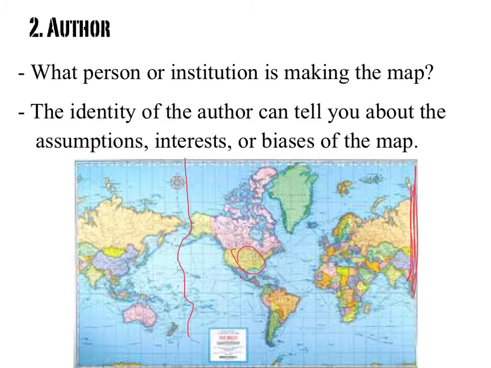We'll be looking at a lot of different angles on the maps as we go through this unit and future units. So it's always important to keep in mind what you can learn about the author and vice versa.